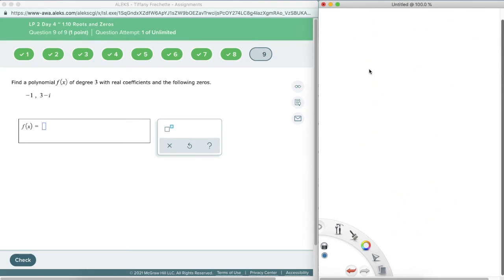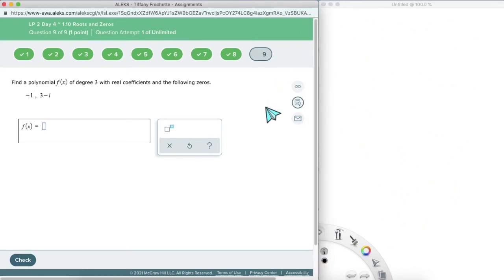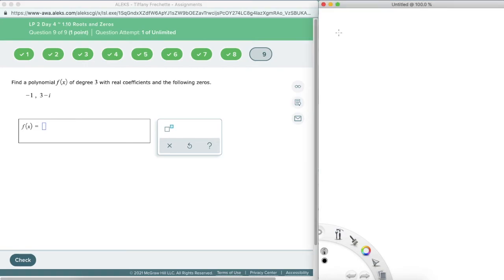Alrighty. We're going to find the polynomial f of x of degree 3 with real coefficients and the following zeros. So we have x equals negative 1. That's our first one. We also have x equals 3 minus i. When we have an imaginary root like this, we also have to include its conjugate. So we have to do 3 plus i, like that.